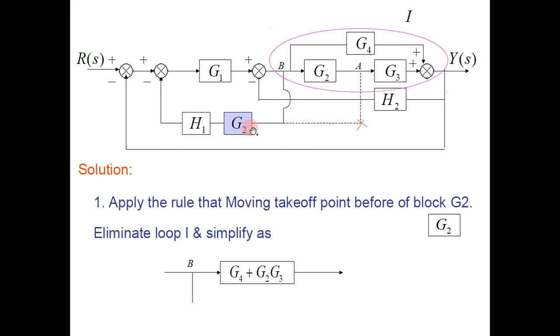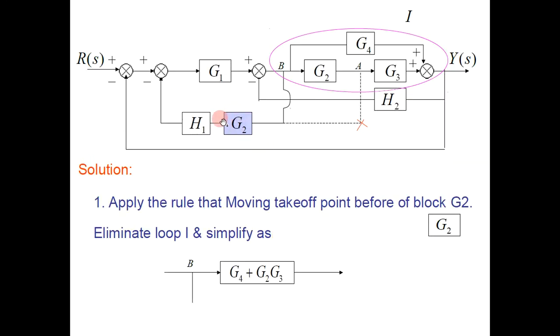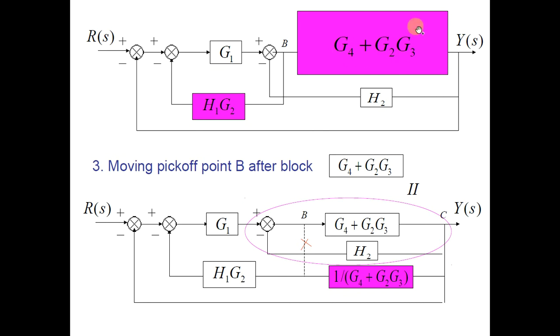See here, I'm moving this branch point to the left of G2. Up to now G2 is passing through H1, but if you move this branch point to the left of G2, G2 will not pass through H1. That is the reason we are adding the gain block of G2 to this branch. Now G2, G3 are in series, so that is G2 G3, and next G4 and G2 G3 are in parallel, so that is G4 plus G2 G3. So the equivalent for this one is this one.